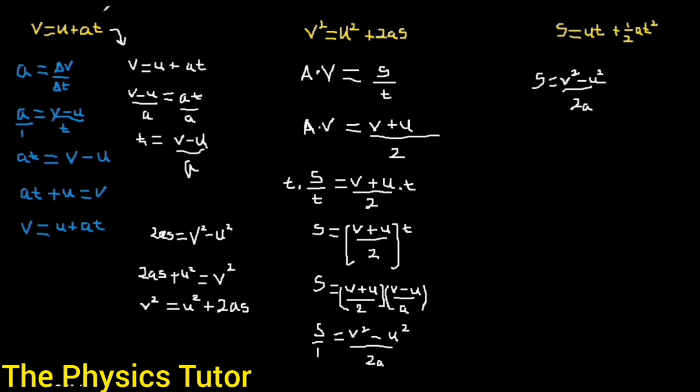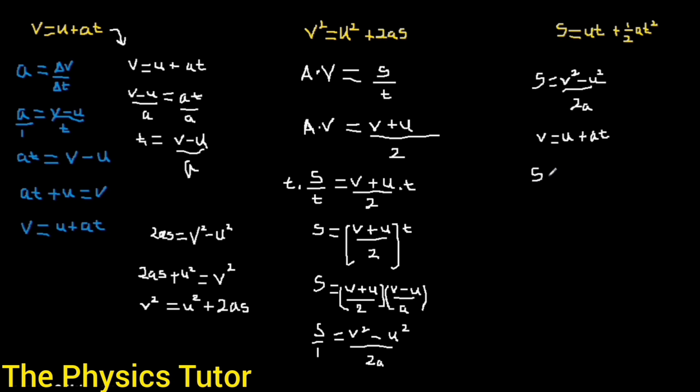So that means we have to substitute v here in this equation. So we said v, the first equation of motion, which is v is equals to u plus at. This is the first equation of motion. So let's substitute this u plus at in the place of v here.